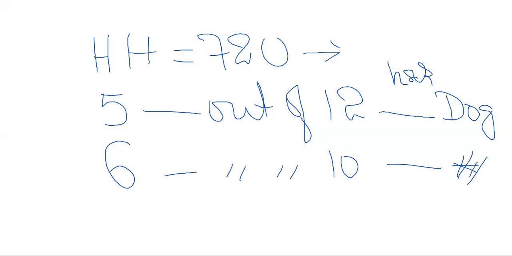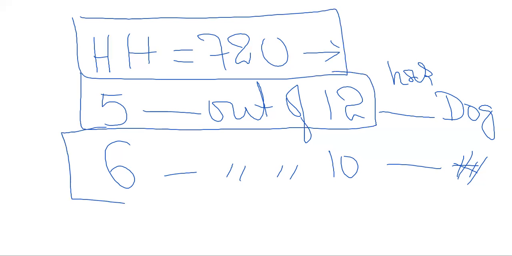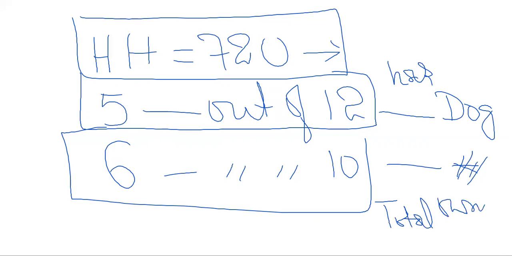Look, I am just making it easy for you. There are 720 total. Out of 720, out of every 12, 5 have a dog. And out of every 10, 6 have a dog. So the question is, how many of the households own a dog? We are looking for the total owners of a dog.